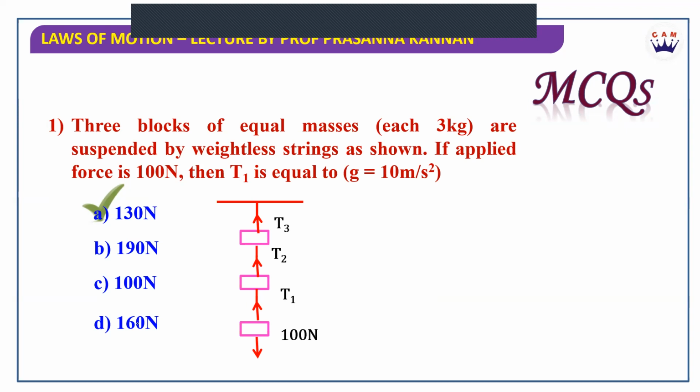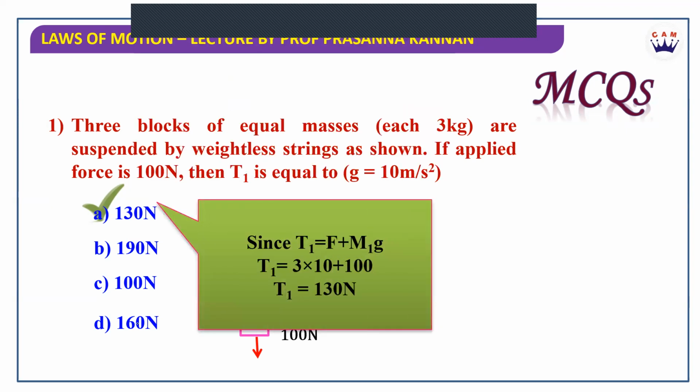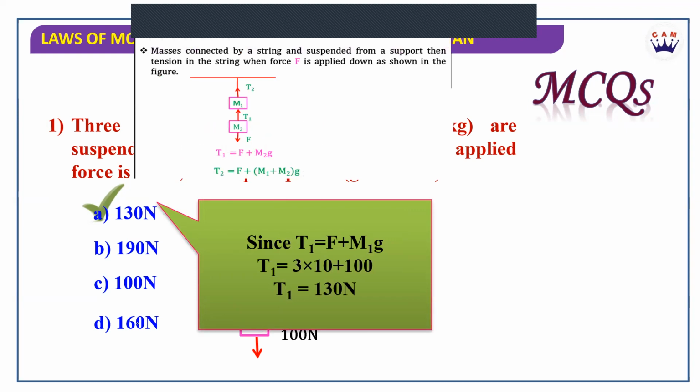See, tension 1 I want. It is because of this block. What are the forces acting on this block? 100 Newton. I'm pulling it down, plus its own weight. What is its weight? 3 kg mass into acceleration due to gravity, G. G is 10. What is M into G? 3 into 10, 30. 30 plus 100, what is it? Or if you want, use the formula. We wrote the formula, right?